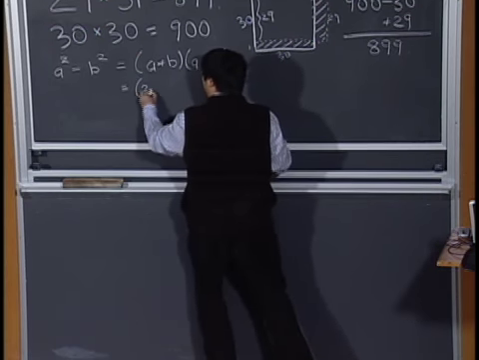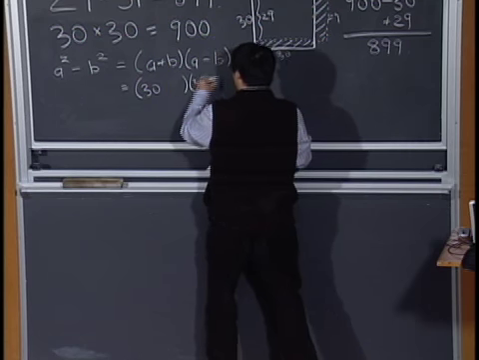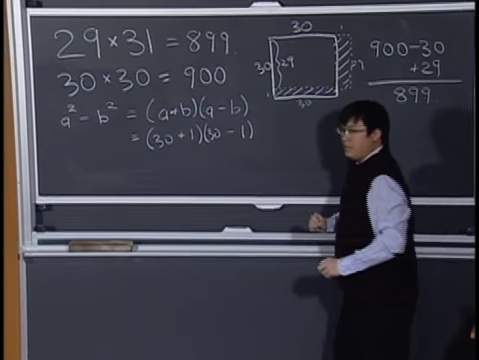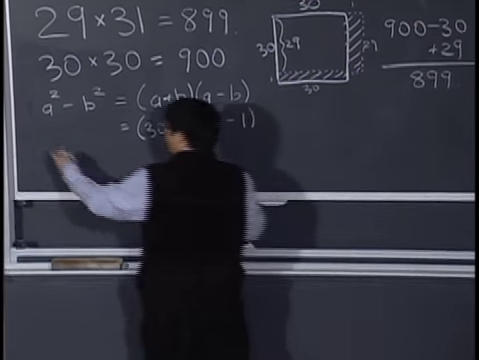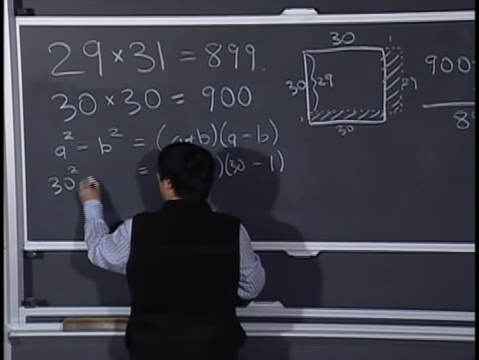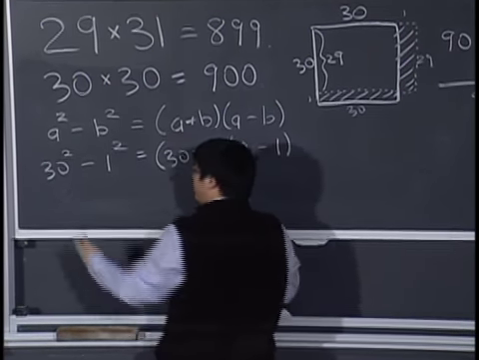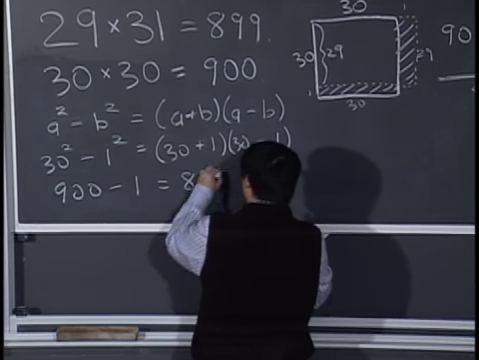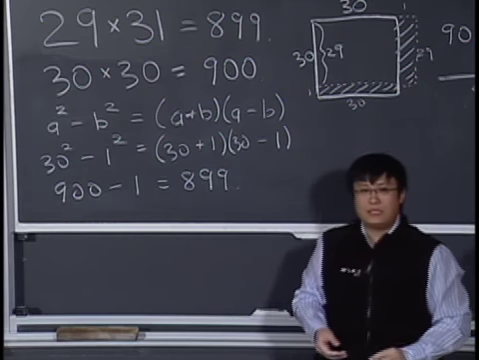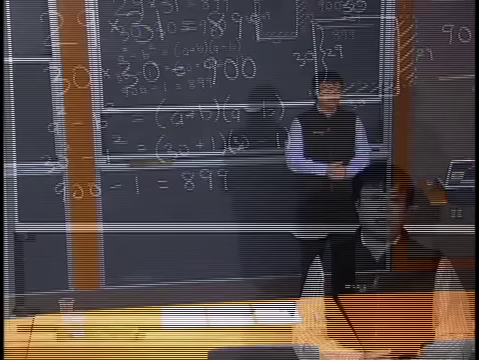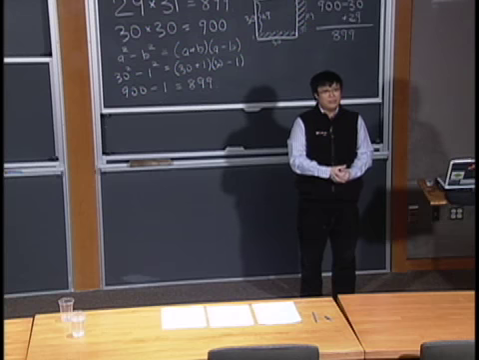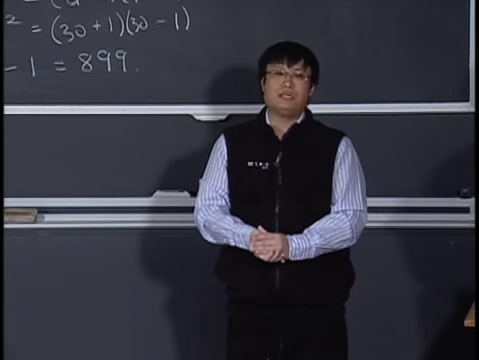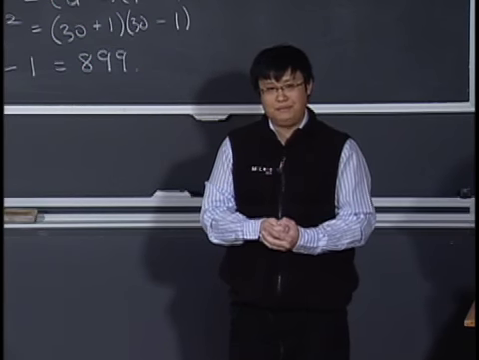So if we let a be 30 and b be 1, then we do get 31 times 29. Following this identity, a squared is 30 squared, b squared is 1 squared, and therefore we get 900 minus 1, which again is 899. So to summarize, in this problem, we looked at an arithmetic calculation, 29 times 31, but instead of working it out the way we usually do in arithmetic, we looked at inspiration from both geometry and algebra.